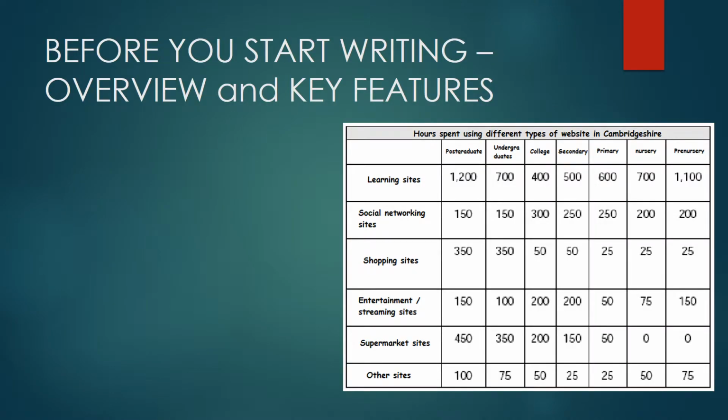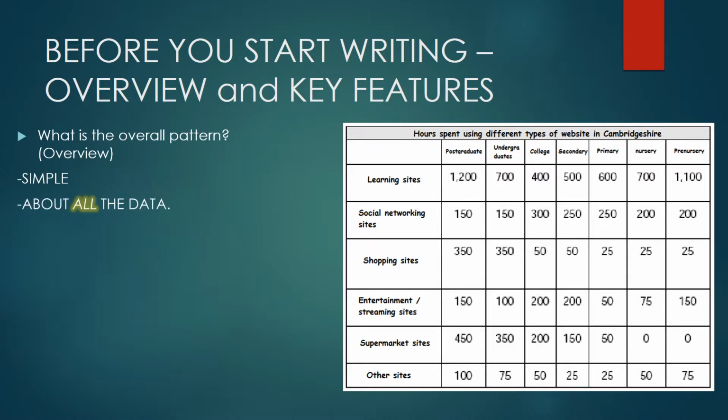What do you need to have ready before you start writing? What do you need to look for when you analyze a table? Well, for a table, it's the same as any other kind of IELTS Task 1. You're looking for some kind of overview, and you're looking for 3 key features. So, the overview. What is the overall pattern? This is not the biggest or the smallest number. It needs to be a simple statement, and it needs to refer to all of the data.